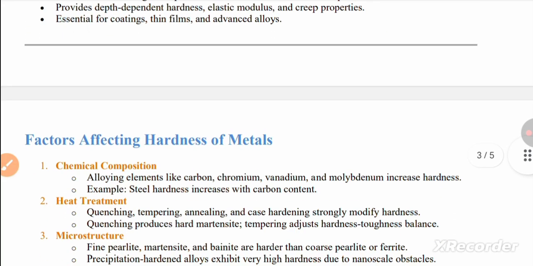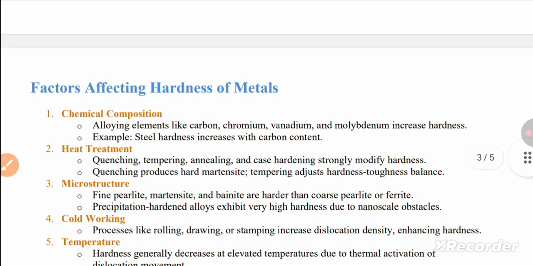Factors affecting hardness of metals. First is chemical composition. Alloying elements like carbon, chromium, vanadium, and molybdenum increase hardness. For example, steel hardness increases with carbon content.